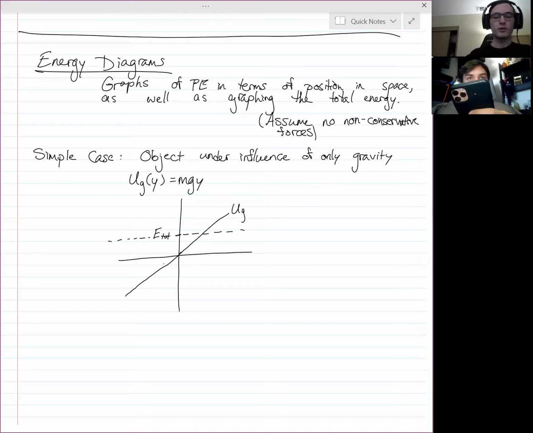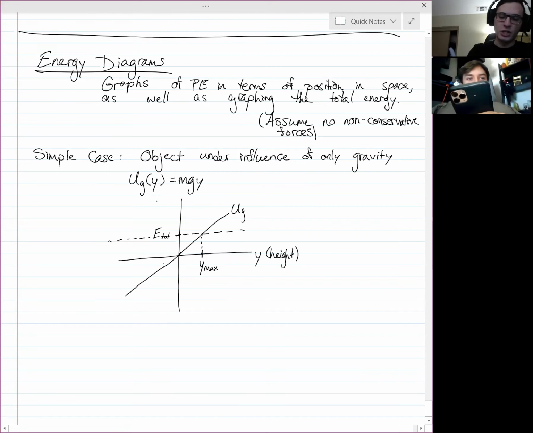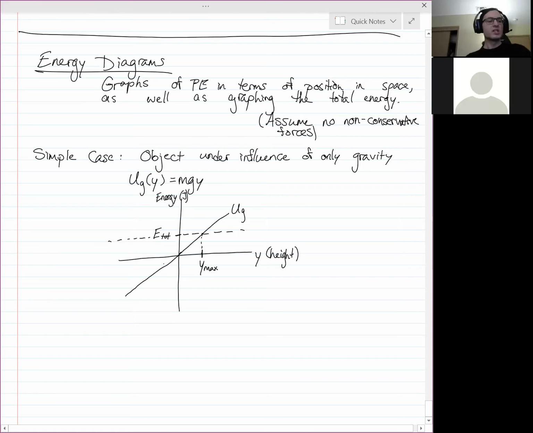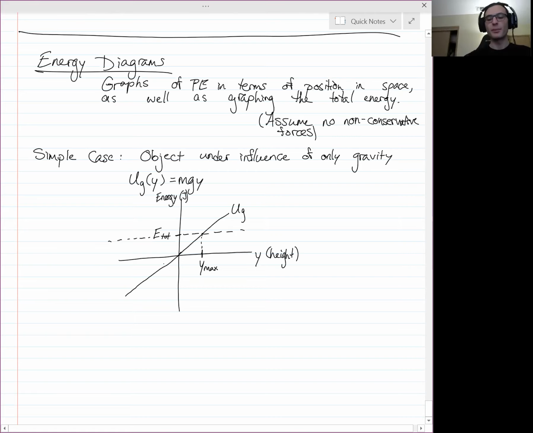So what do we learn from this? Well, we learn that there's a place that our object cannot go further than. We call that point y max. Oh, by the way, this is a function of height, which is y. And we might have an energy here, which is in joules, right? So why is it possible? Why might we say that our object can't go higher than y max?